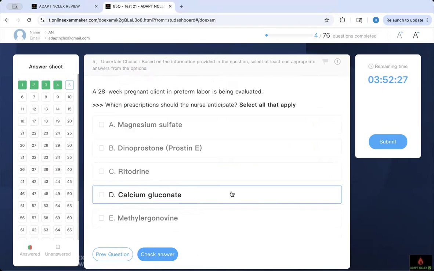A 28-year-old pregnant client is in preterm labor, maternity, health promotion, is being evaluated. Which prescription should the nurse anticipate? Pharmacology, maternity. These are medications for preterm labor. You see, I'm breaking it down as I go. That's how you do it. You put the concepts together. So at the back of your mind, you know what you're supposed to do to pick the answer. Magnesium sulfate, prostin, ritodrine, calcium gluconate, methylergonovine. Rewrite the question. What is he asking? What medication do you use for preterm labor?